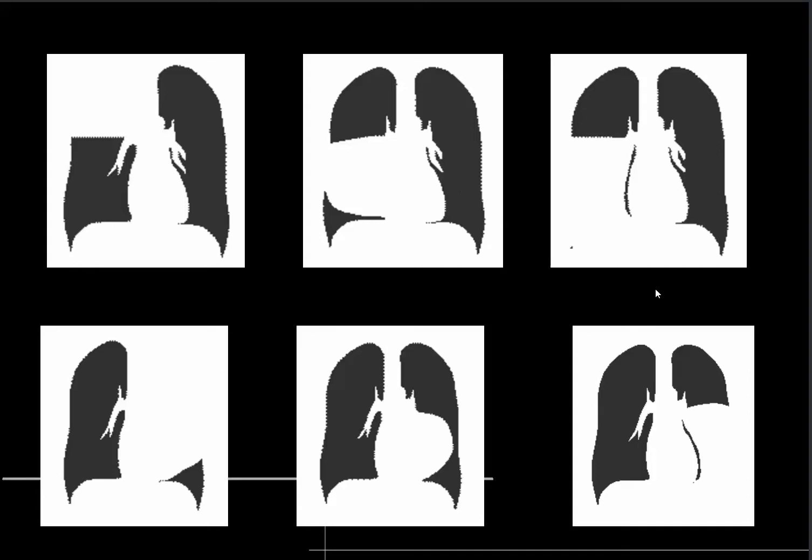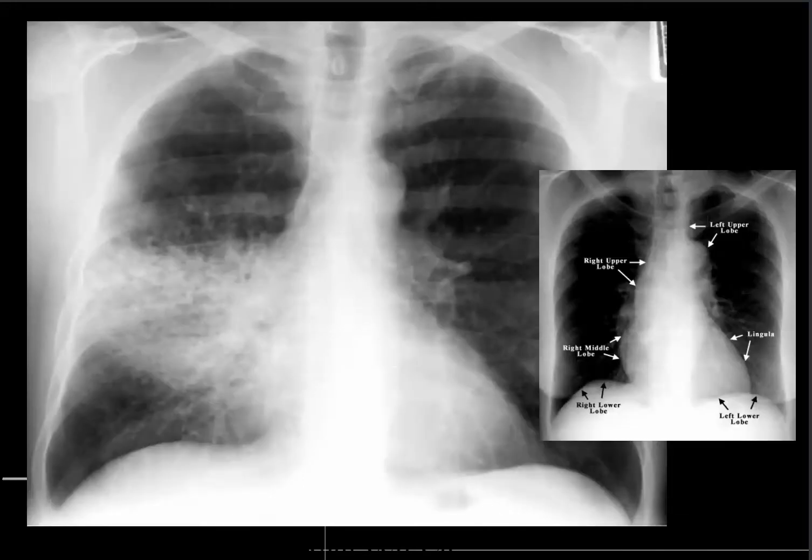So yeah, might be a bit tricky to take on board immediately, but actually just have a review of it and it starts to become easier the more chest x-rays you see. Time for another quiz. Here's a chest x-ray, here's your guide on the right. Which lobe is the pathology in?